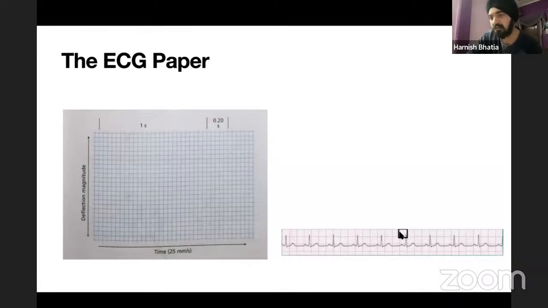So one large box will be how much? Can somebody put it in the chat box? If five large boxes is 1 second, then one large box is how many seconds? Try to be interactive. In this class, we're going to understand things. So I want your interaction. Somebody, how much is one large square?